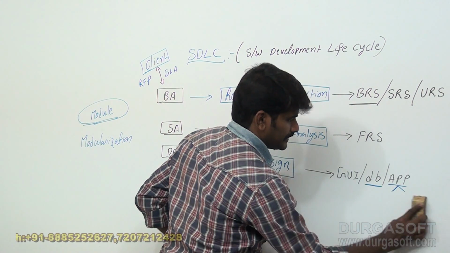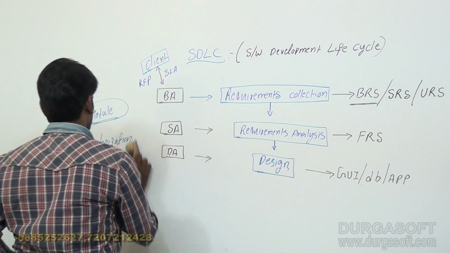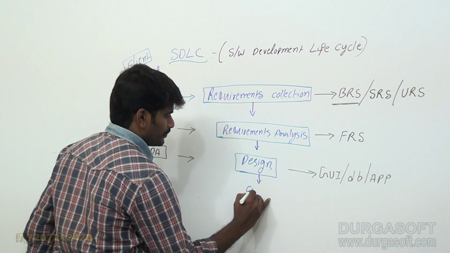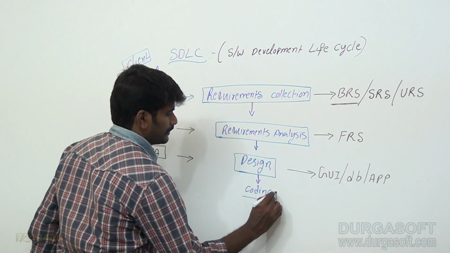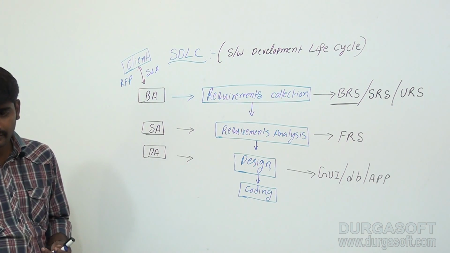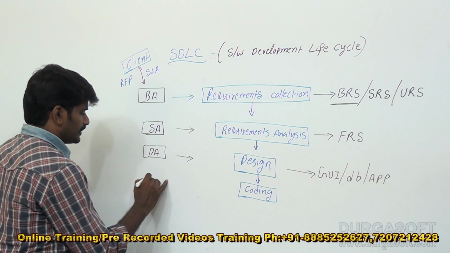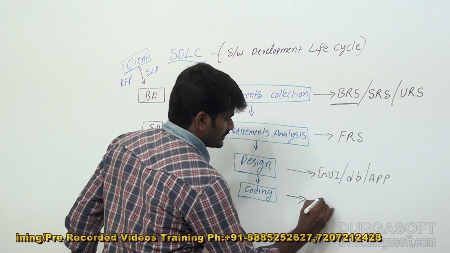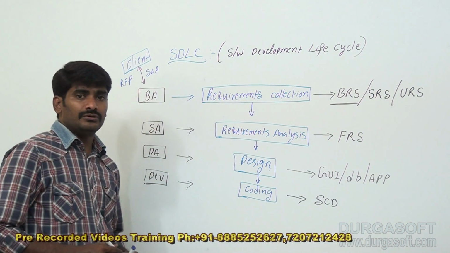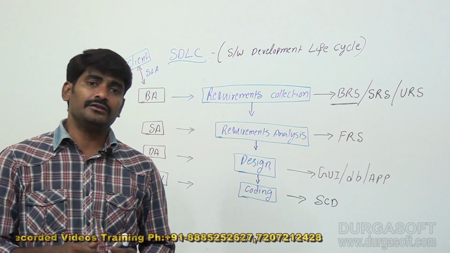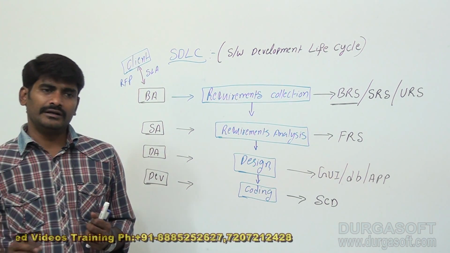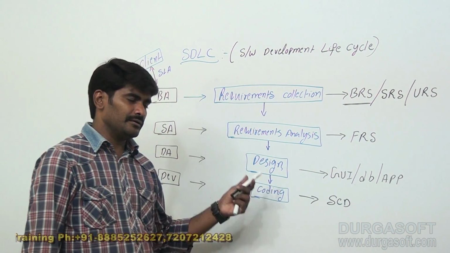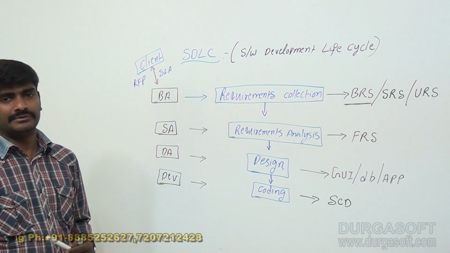Once all these are completed, they will be given for coding. Now who will perform the coding? Yes, developers will perform the coding. Developers write the programs. The output of this phase is called SCD, source code document. Developers can write the programs in Java, .NET, PHP or any language to develop an application. That is called coding, and it is done by the developers.